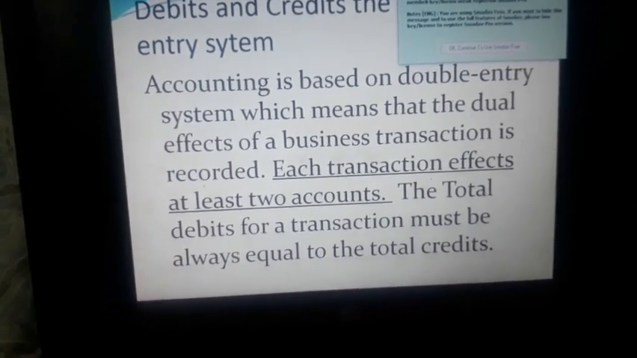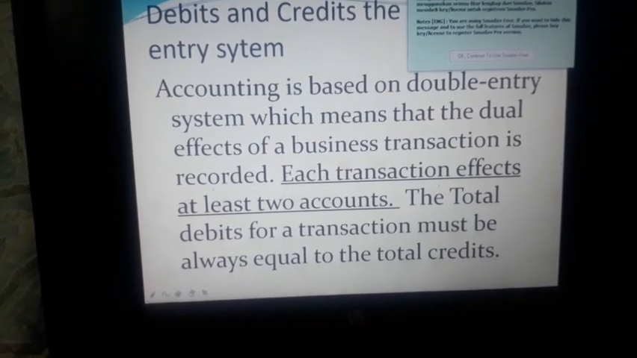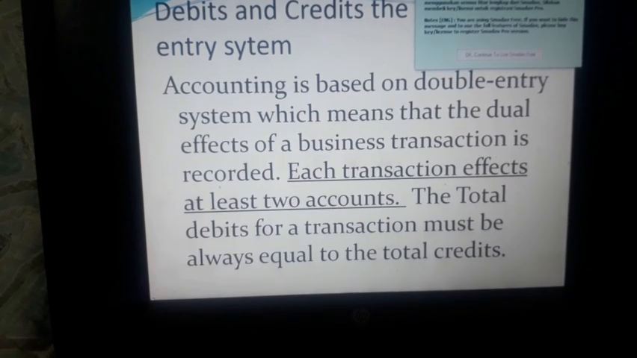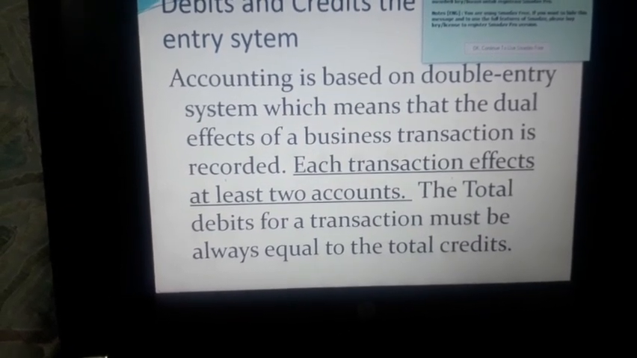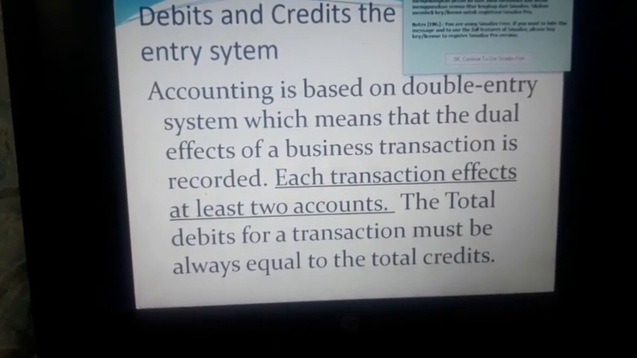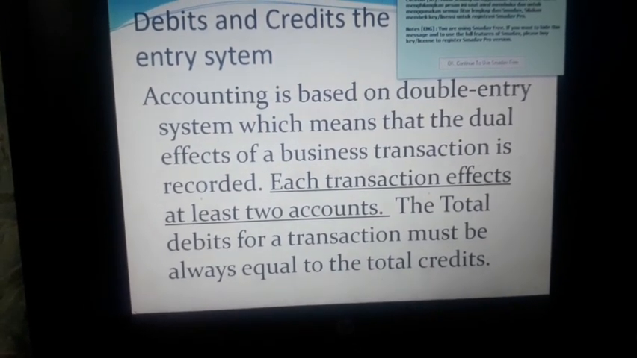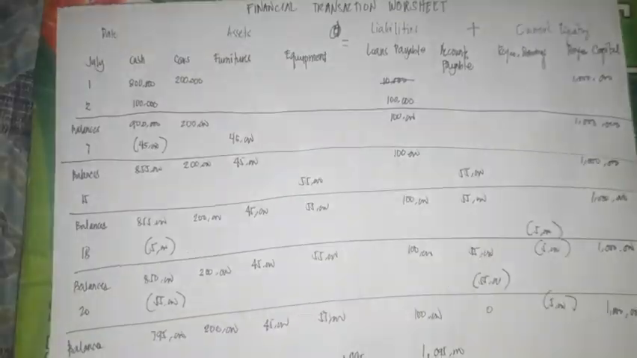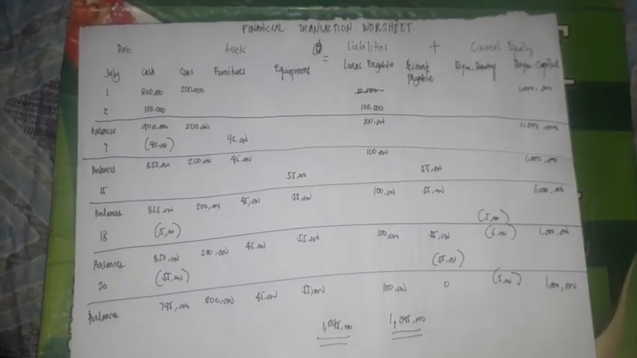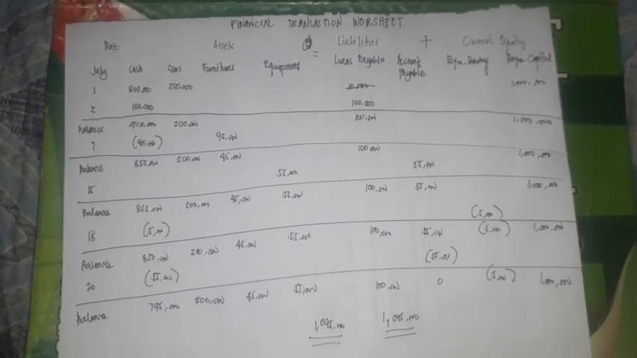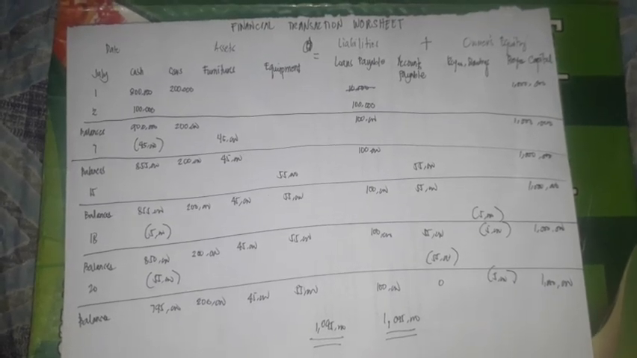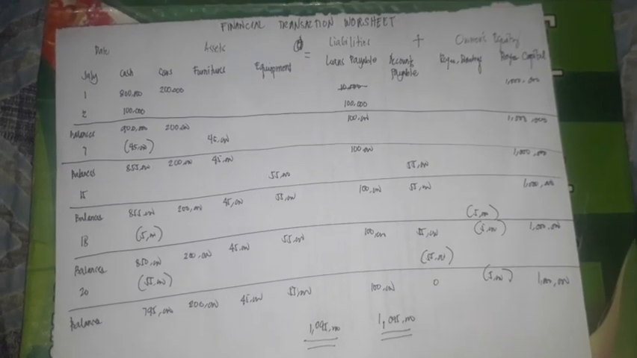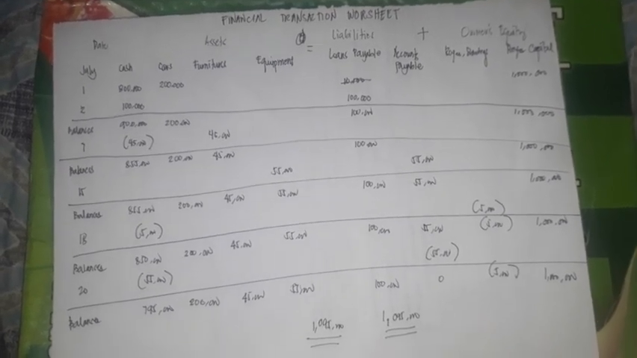So di ba nung nakaraang araw, natalakay po natin ang ating accounting financial worksheet. Okay, ipakikita ko po sa inyo kung ano po ang ibig sabihin ng double entry system. Okay, so mga besh, ito na po yung ating financial transaction worksheet. Okay, sabi dito, accounting is based on the double entry system. So each transaction affects at least 2 accounts.